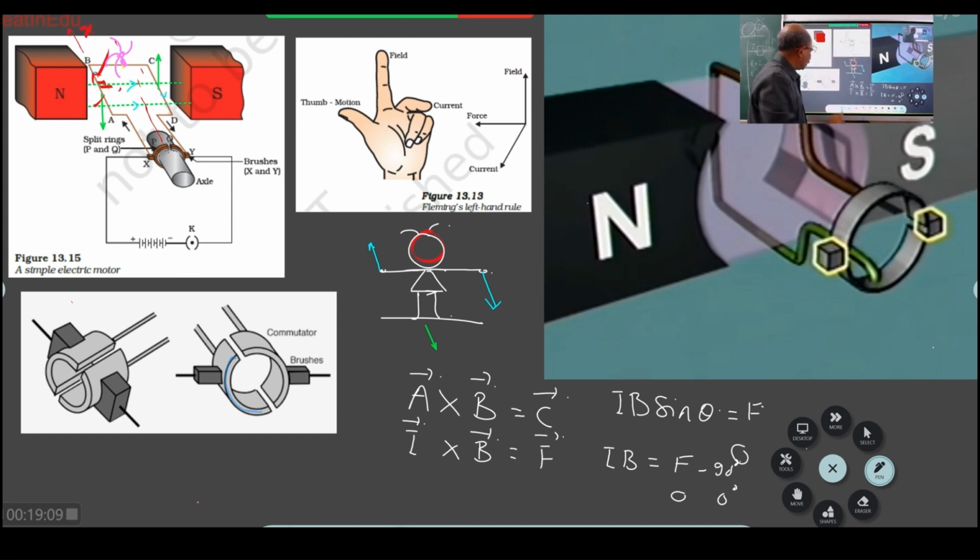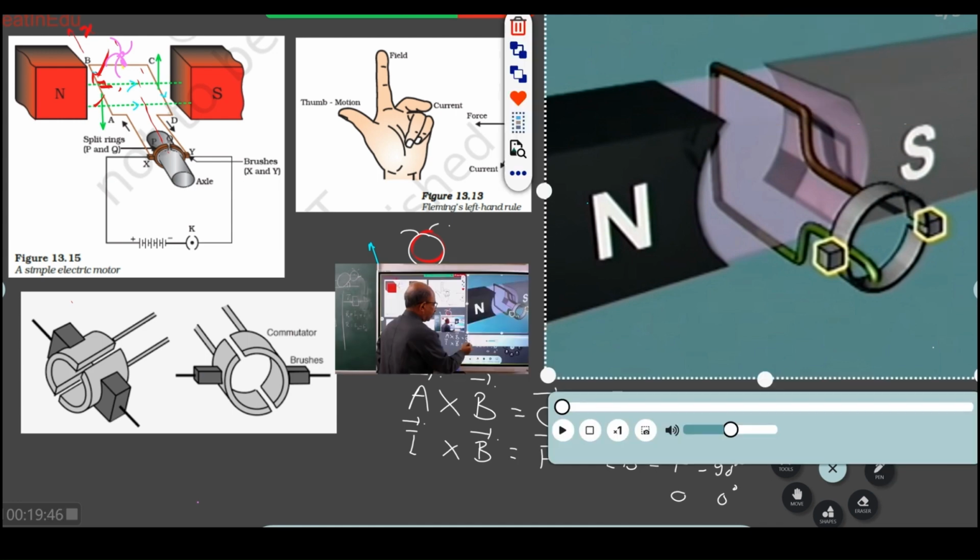So these two are the split rings, and these two are the brushes, carbon brushes usually, and they are holding it tight. And then this can rotate. This will rotate, but the brushes will not rotate. The split ring will rotate, brushes will not rotate. Now you can understand that better here. I will show you.